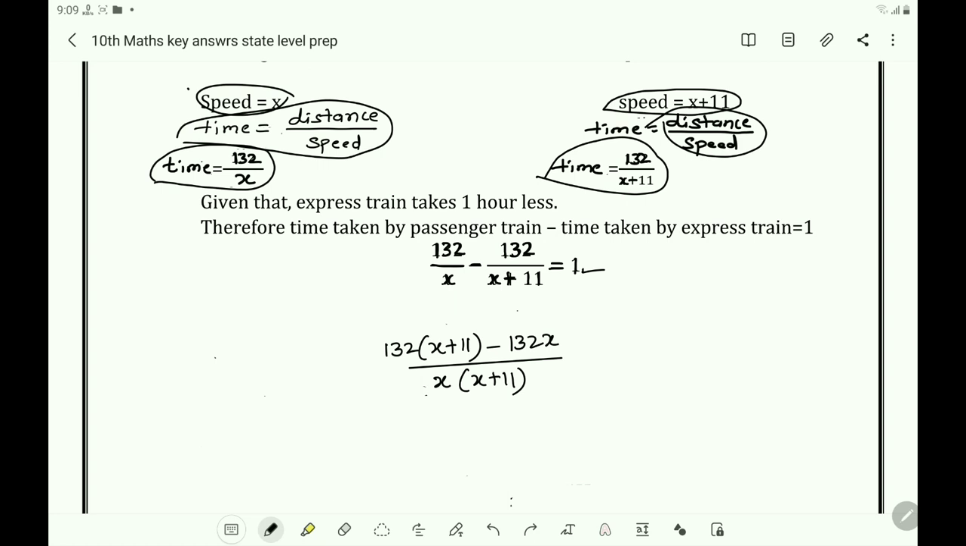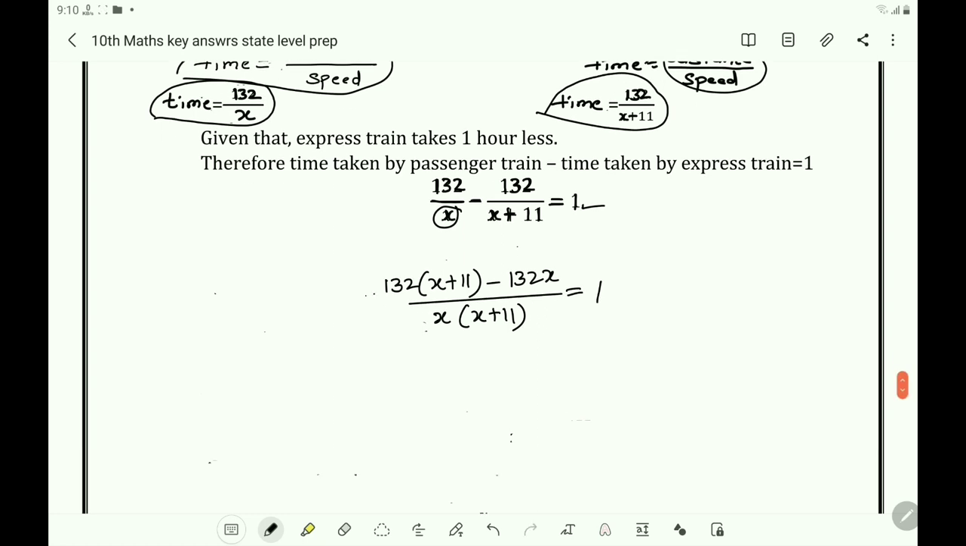So x into x plus 11 is the LCM. To get the LCM, this must be multiplied by this one. Therefore, this is to be multiplied by this. Again, this is to be multiplied by this. In this way, as we got the LCM x into x plus 11, we get 132 into x plus 11 minus 132x by x into x plus 11 equals what? 1.